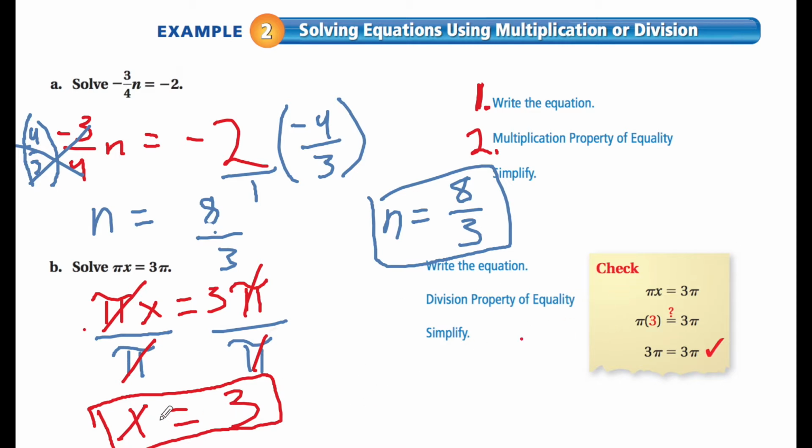We can check our answer with x is equal to 3. We plug in 3 for x, so pi times 3 is equal to 3 pi. Simplify it, 3 pi is equal to 3 pi. They're equal, so we got the correct answer.